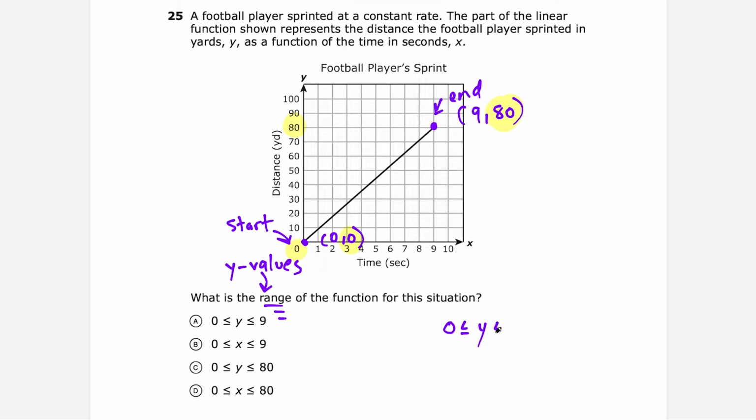So if I want to say between y equals 0 and y equals 80, I can put y in this compound inequality and say 0 is less than or equal to y, which is less than or equal to 80, and this will match up with choice C.